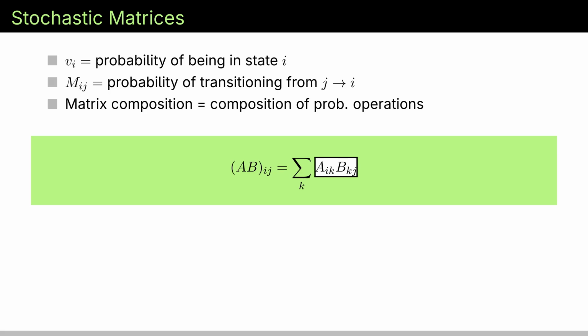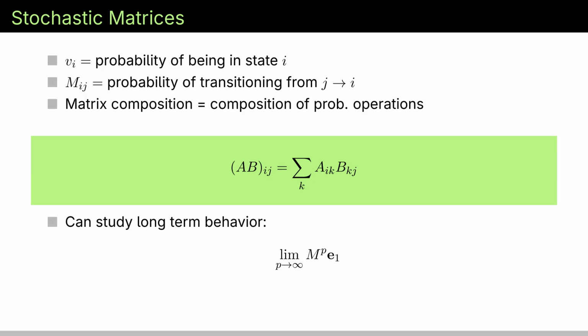This gives us lots of different ways of getting from j to i, one for each k, and then we sum over all possible k to get the total probability of going from j to i. We can use linear algebra to study all sorts of things about these probabilistic systems. For instance, we can study the long-term behavior of these probabilistic systems just by taking the limit of matrix powers as p approaches infinity.